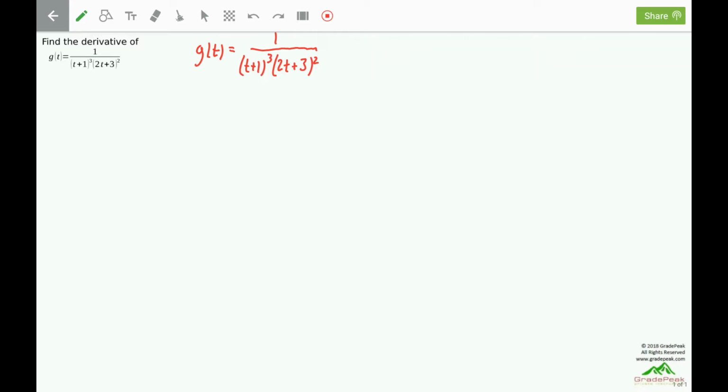Rather, we're going to rewrite this by moving these expressions to the numerator as negative exponents. There's a 1 already up there. We don't need to write that. It's implied. And each of these will now be to a negative exponent. And the derivative will therefore involve a product rule of these negative exponents.